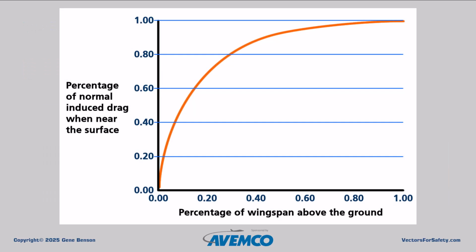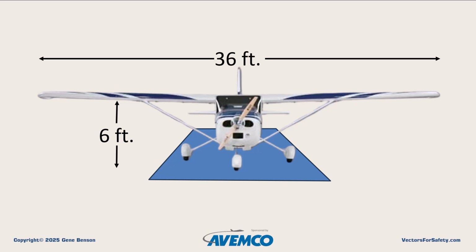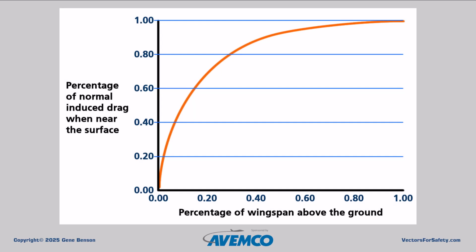Here's another graph showing the same thing, but note that this one is showing the percentage of induced drag remaining rather than percentage of reduction. We will come back to this one in just a moment. Just for reference, here are some approximate dimensions for a Cessna 172. Note the wingspan of about 36 feet, and that the bottom of the wing is about 6 feet above the ground. Yes, I know this can vary from model to model, and it also depends on the tires and their inflation, but just bear with me on this.